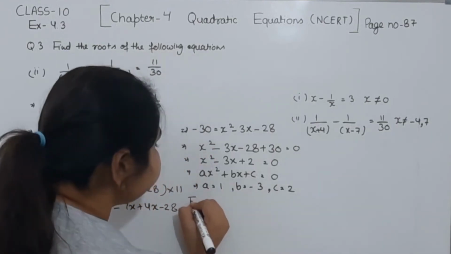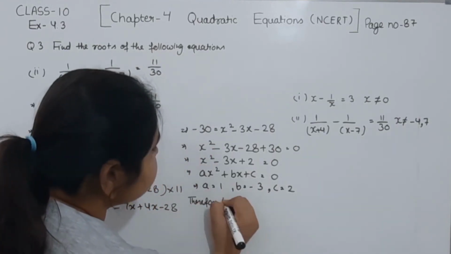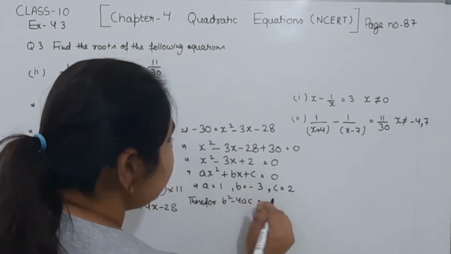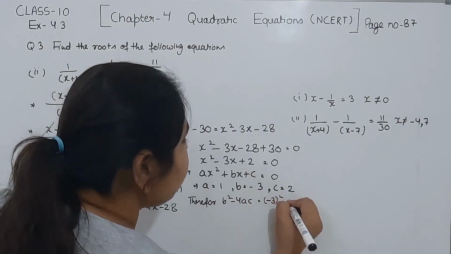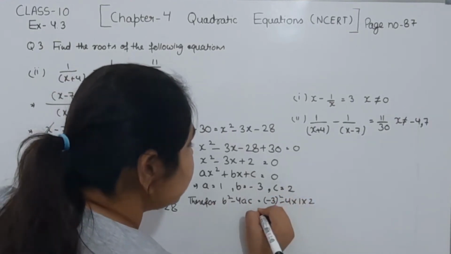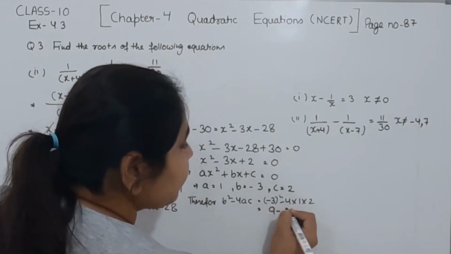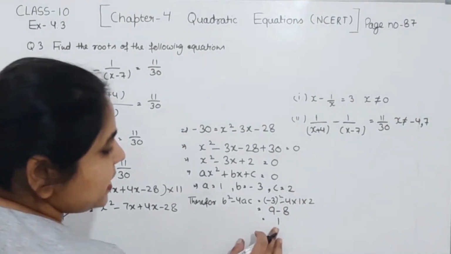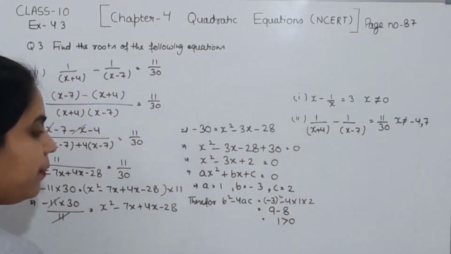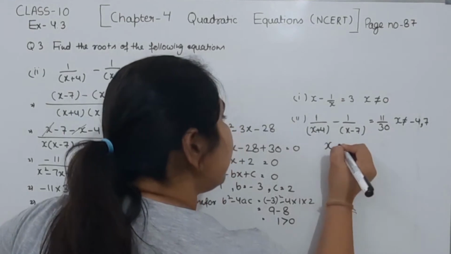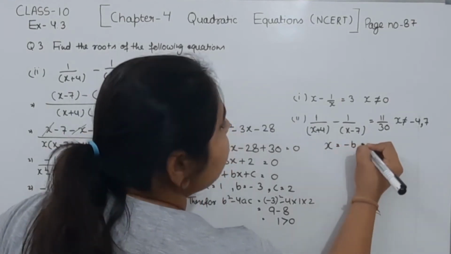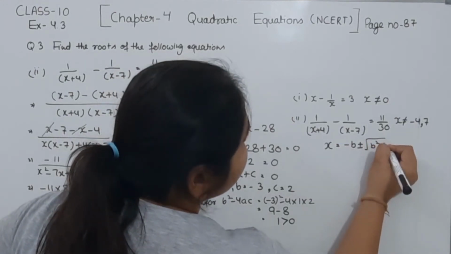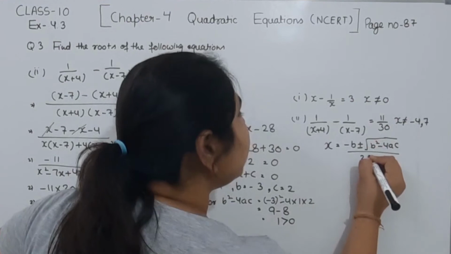Now we have to find b square minus 4ac. Here b is minus 3, so b square minus 4ac: 3 3s are 9 and 4 2s are 8. So b square minus 4ac is equal to 1, which is greater than 0. So we're going to find x. So x is equal to minus b plus minus root b square minus 4ac divided by 2a.